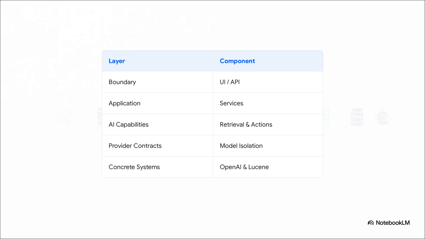Beneath that, provider contracts completely isolate your workflow from any specific LLM. So if you want to swap out your model tomorrow, you can. And finally, at the bottom, the concrete systems like OpenAI, local ONNX models, or your main database do the actual heavy lifting. The framework doesn't hide these systems, it just neatly organizes them.